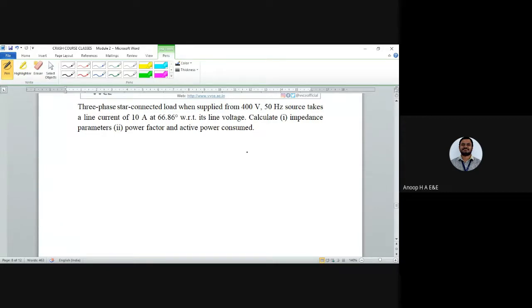So you have three-phase supply and you have three-phase load. It is having a rating of 400 volt 50 hertz, and it is having a line current of 10 amperes at 66.86 degree. So line current and line voltage. What we take here for the vector diagram representation is the phase voltage, and this is the line voltage. So what is this angle, Badri?